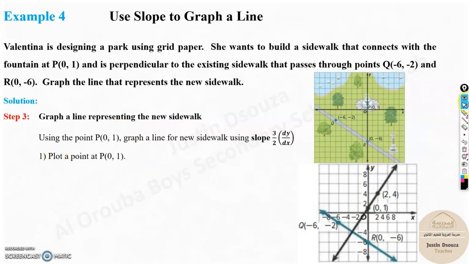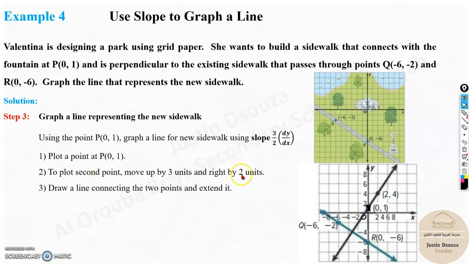Say for example, plot the first point, the point which we know, that is over here, the fountain, 0, 1. And now what does the slope tell us? Dy by dx. That means it has changed in the x direction by 2 units and in the y direction by 3 units. Since it's positive, x will go to the right side, 2 units right and 3 units up. So up by 3 units.